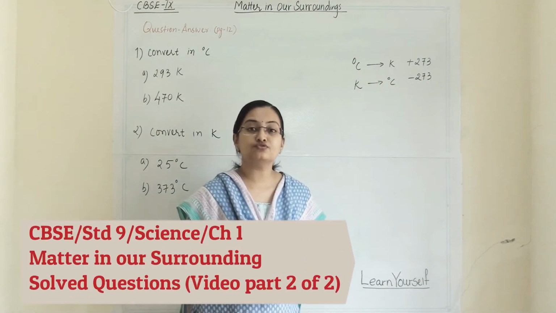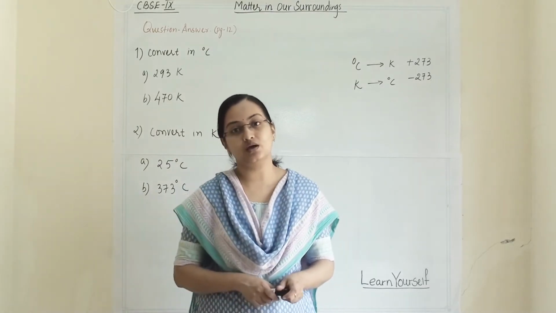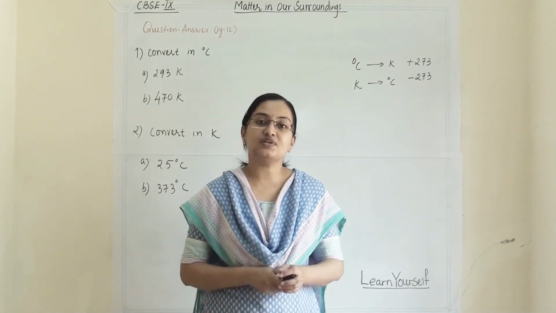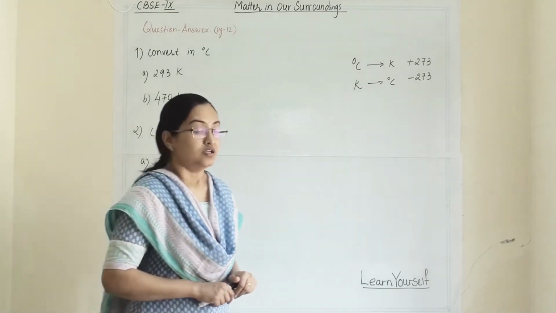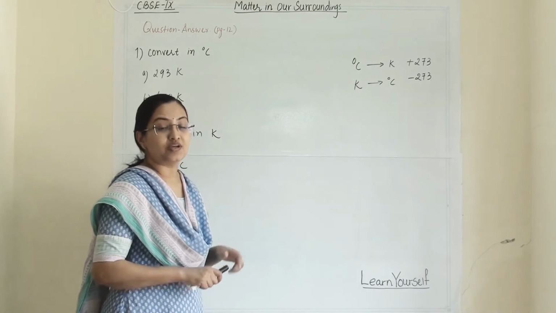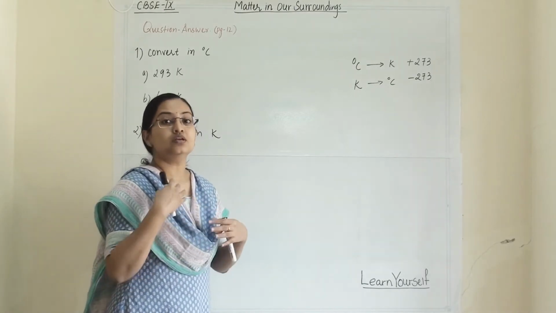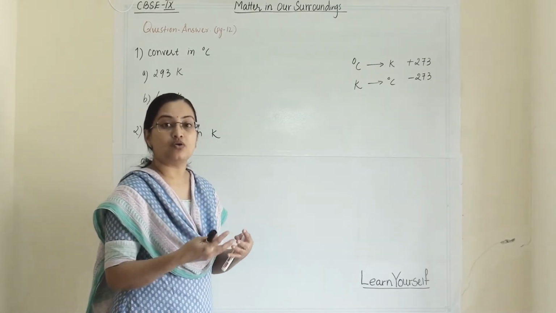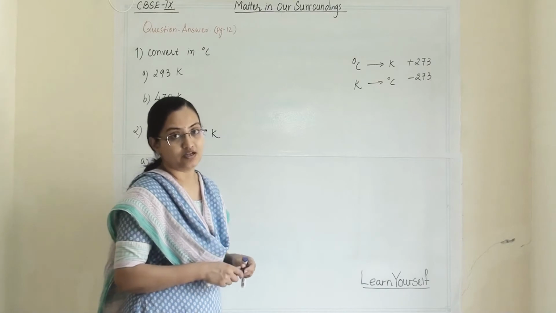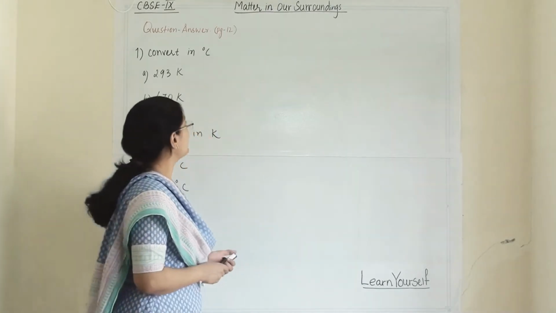Today we are going to solve some of the question answers from chapter number 1, Matter in Our Surroundings. This chapter is from the CBSE Standard 9 syllabus. This video is part 2. In this we are going to solve the main exercise, and all the earlier exercises or sub-exercises I have solved in video part 1. I have given that link in my description. Let us start with the first question.